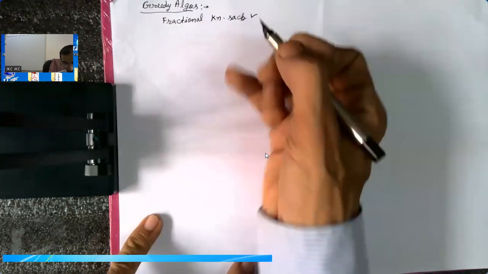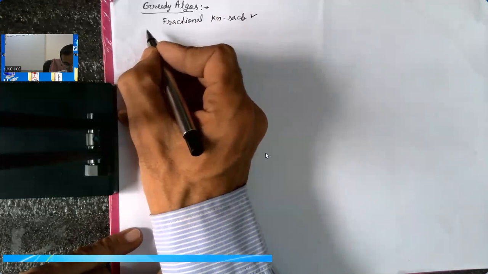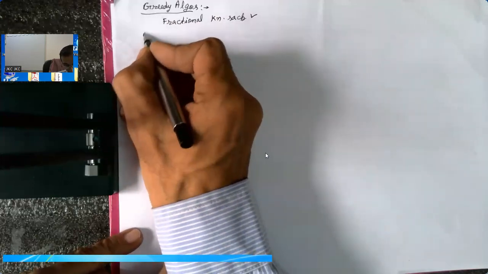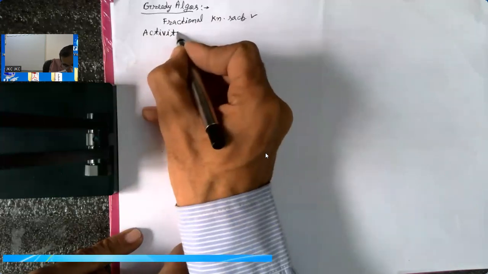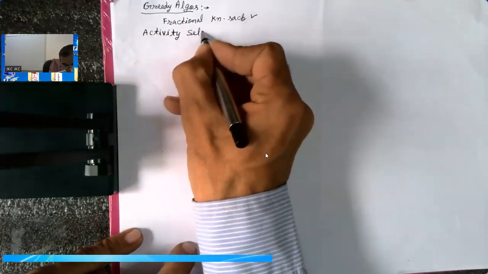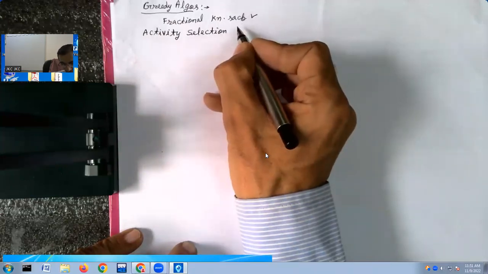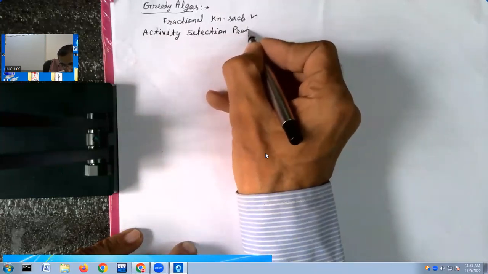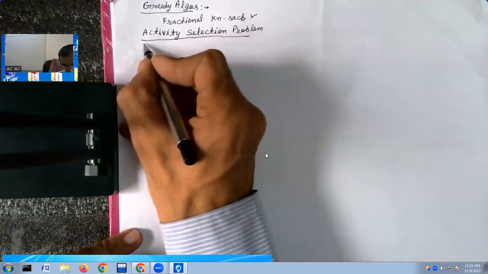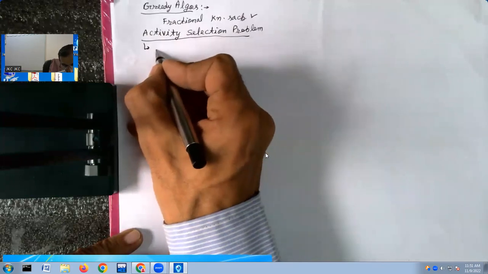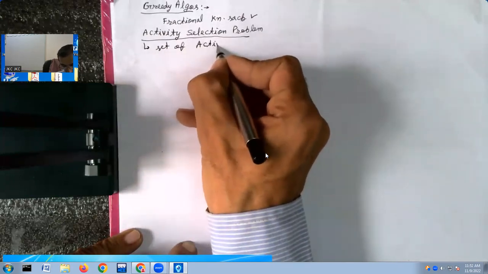So continuing with the same, today we will discuss another very interesting problem which will make the concepts more clear. The problem is called the activity selection problem. Let me explain the problem first, and once the problem is clear, I will explain how it is greedy and how to solve that. Effectively, I have a set of activities available to me with certain properties.